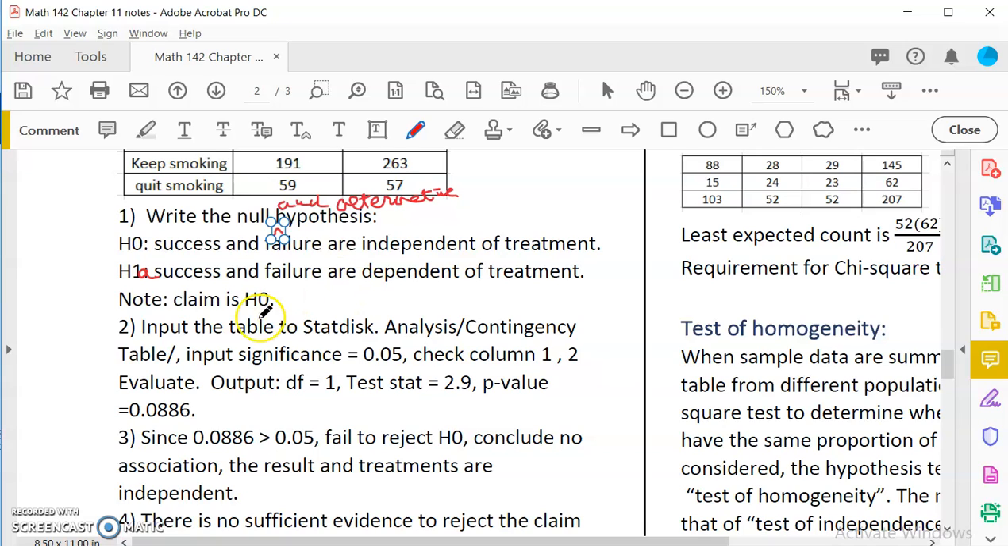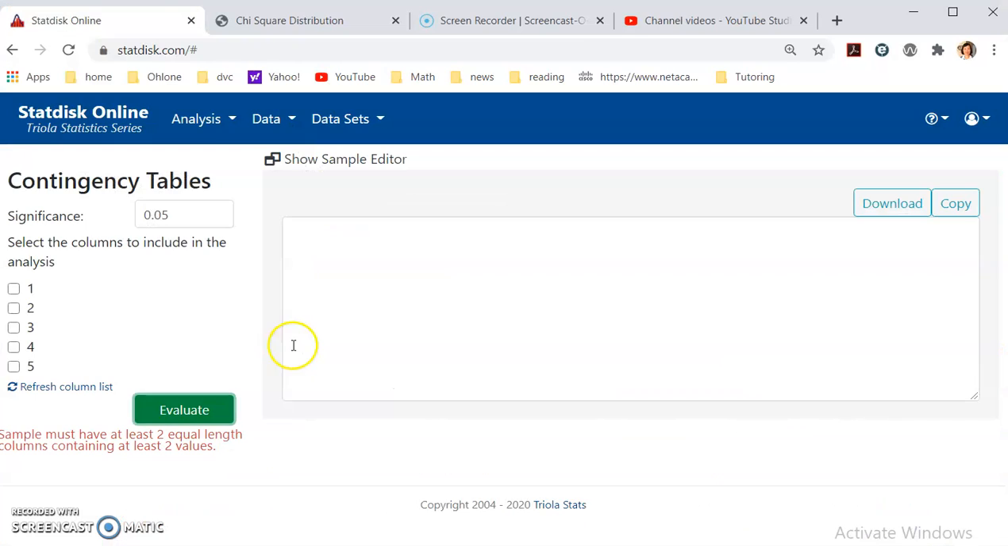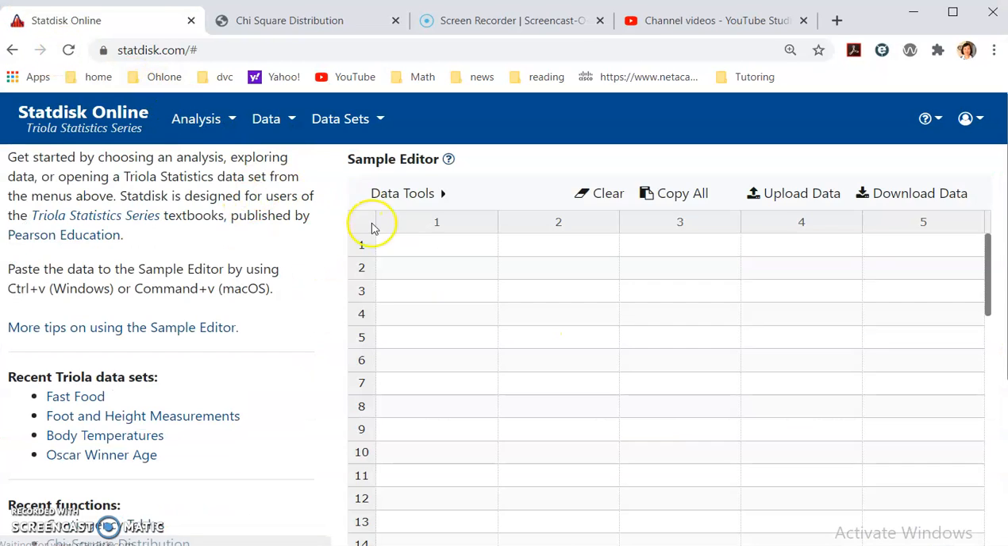Okay, 2. Input the table into StatCrunch. So I have written it down. Where is it? 191, 263. So let's input it. Okay, so 191, 263, 59, 57.